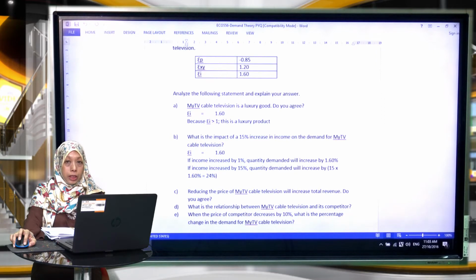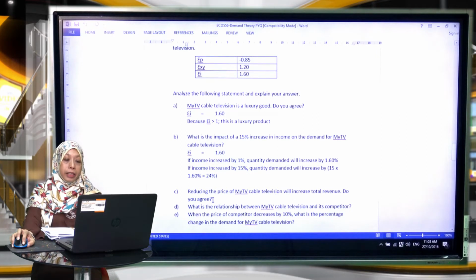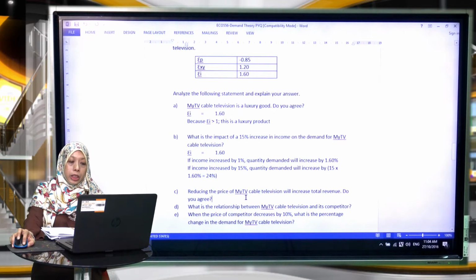Let us proceed to question C. It says here, reducing the price of my TV cable television will increase total revenue. Do you agree? Meaning that if my TV cable television introduces a price discount, it will increase the total revenue. So do you agree with this statement? When it comes to pricing strategy and the impact on total revenue, you need to refer to price elasticity of demand.